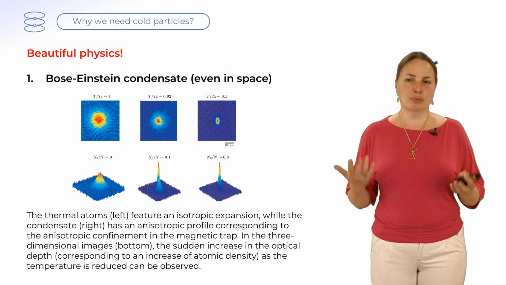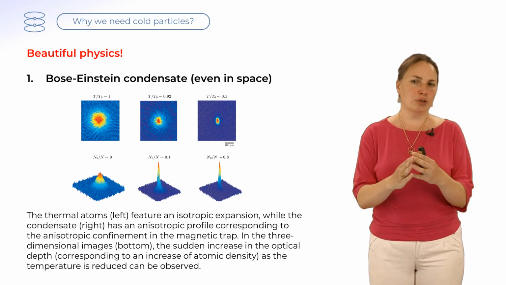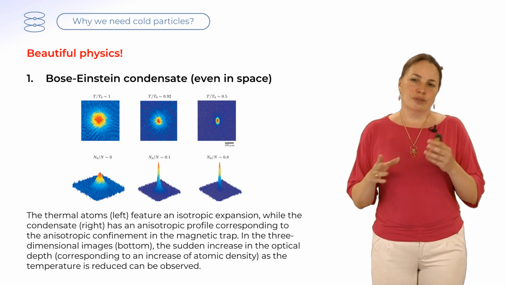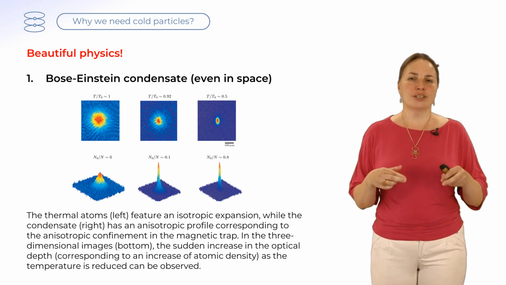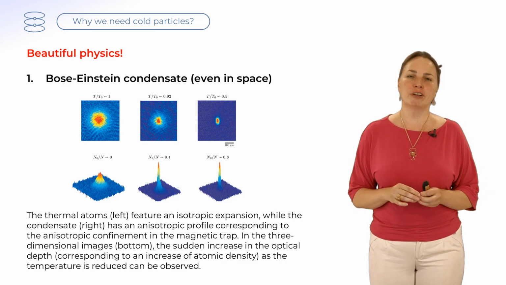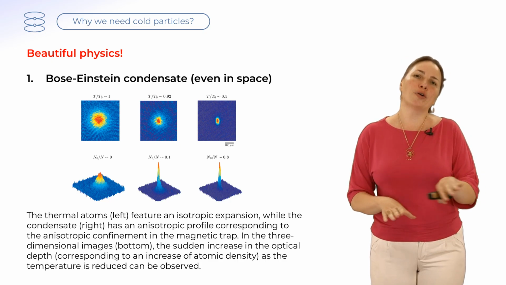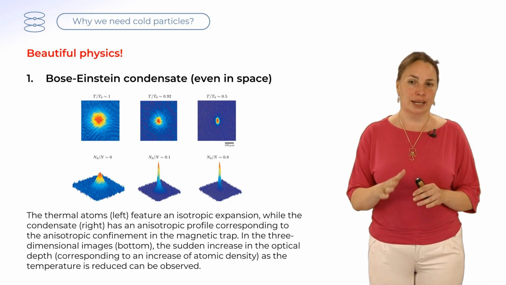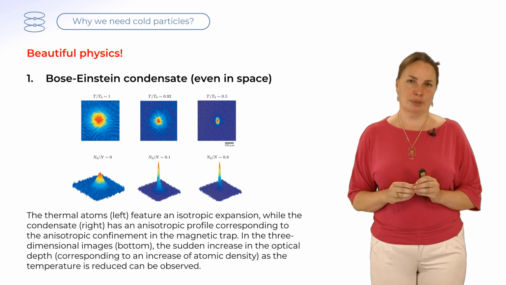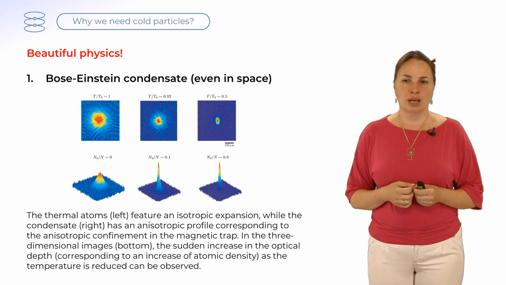What it means: when we have the thermal atoms to the left, and we have a look at how they expand, it's an isotropic expansion. And the Bose-Einstein condensate, which we can produce if we go to very, very low temperatures with a very high density of the atoms, and of course it should be bosons, then they can occupy the same energy level, and then we can see that because of the anisotropic confinement in the magnetic trap, it will expand differently. It will not be an isotropic expansion.